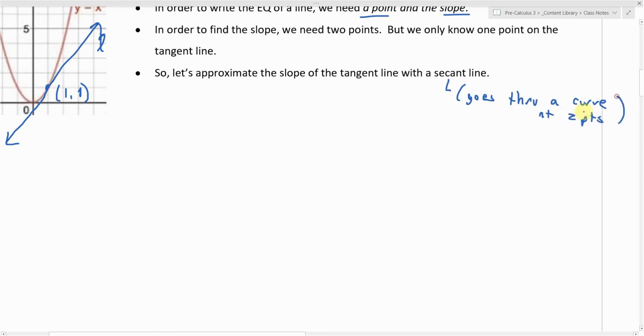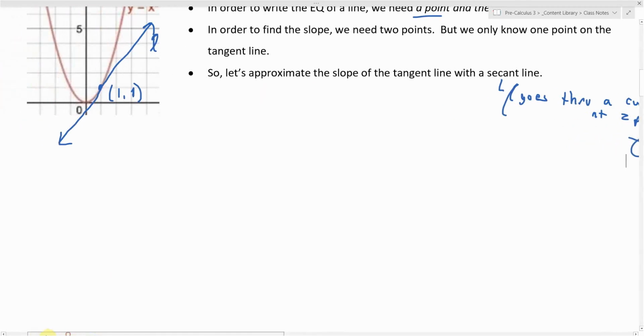That's the difference between a tangent and a secant. A tangent touches the curve at a single point. A secant goes through it at two points. You'll remember that looks something like this from geometry. This would be a secant line. So let's think about secant lines for this curve here.